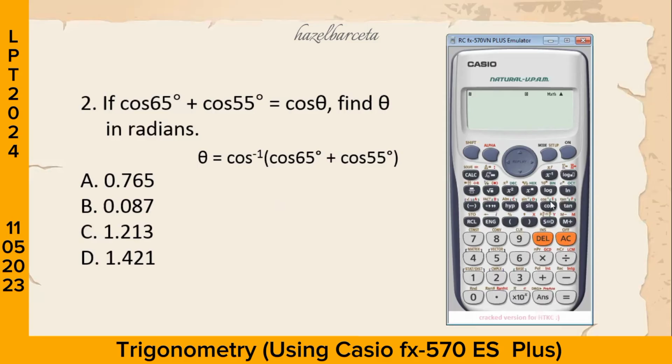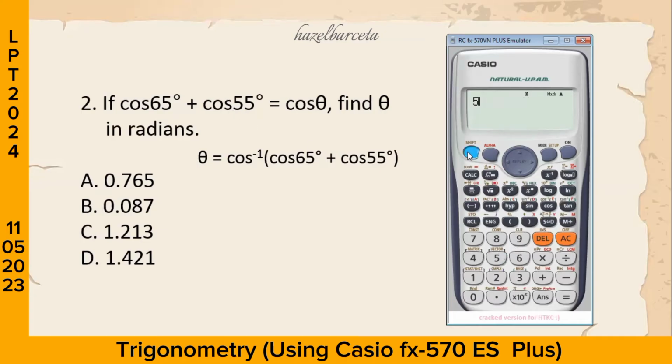So, cosine 65 plus cosine 55 close parenthesis equal sign. So, theta is equal to 5. So, etong 5 na to, since degrees po yung given dito, ibig sabihin, naka-degree pa ito.